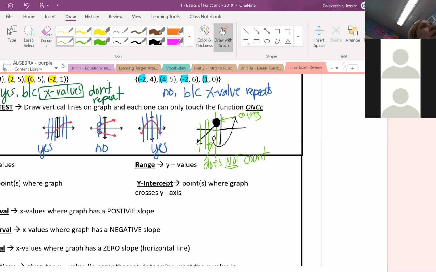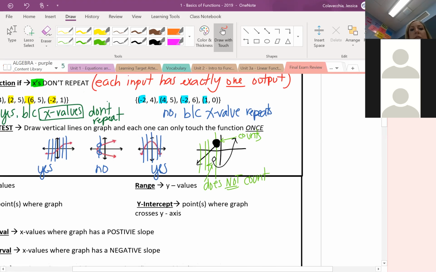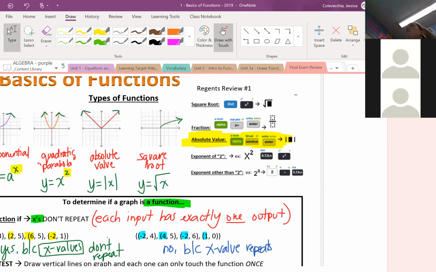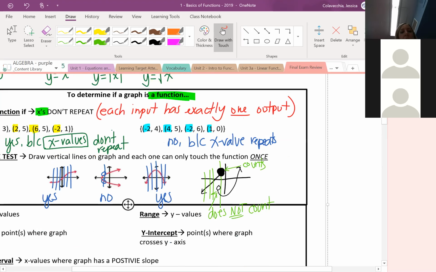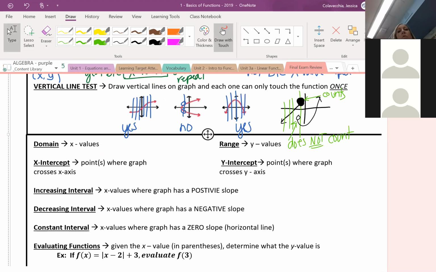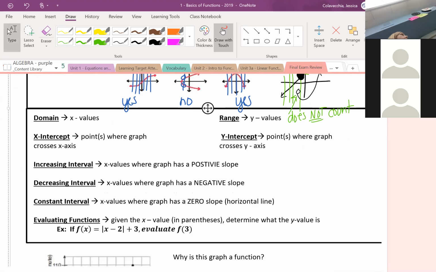Even if it's dashed, it doesn't count as a point. So it would just be like drawing a vertical line in the air. Like, you can hit nothing. That's fine. Think of your square root function. Right on the top of our page, we have a square root function. It doesn't fit everywhere, right? There's part of the graph that's not defined, and it's still a function. Good questions.